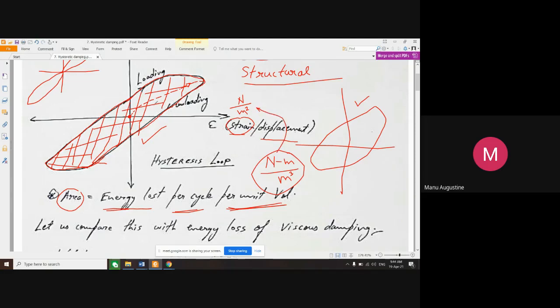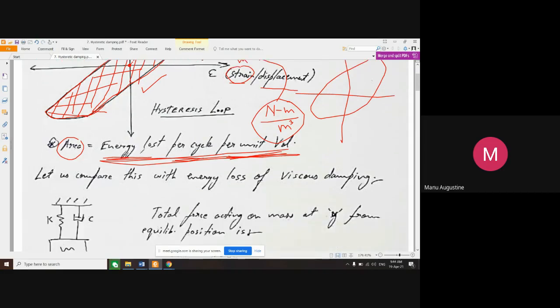So that means if you actually find the area covered by the hysteresis loop, you are going to get this quantity, energy loss per cycle per unit volume. And obviously it is per cycle because one complete loop represents one complete oscillation or one complete vibration.